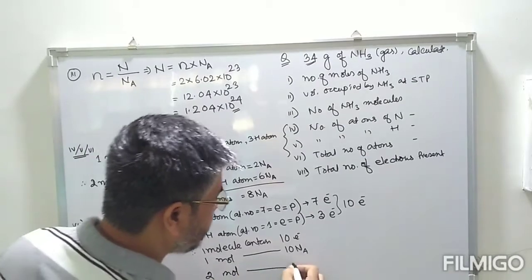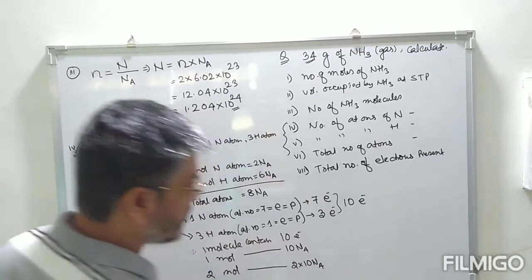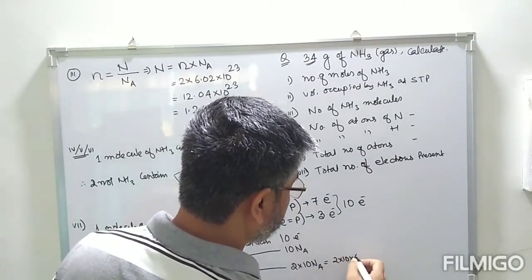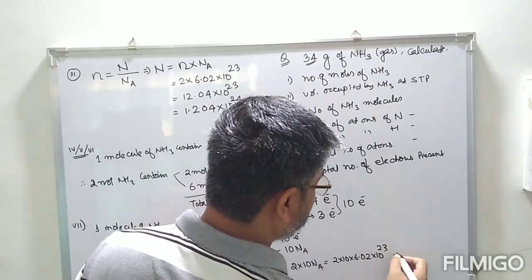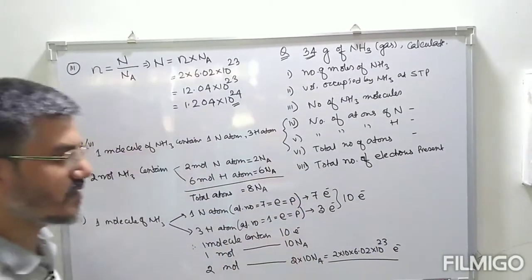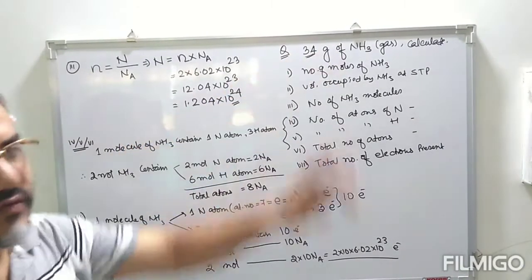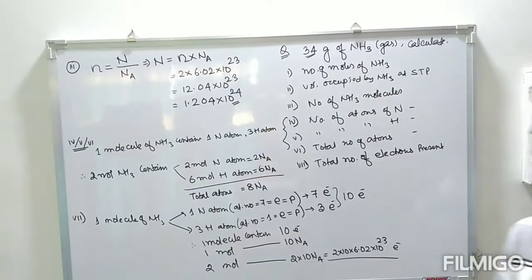2 mole will have 2 into 10 into 6.02 into 10 to the power 23 electrons in total present in 34 gram of ammonia. So this is how we convert from one quantity to another quantity.